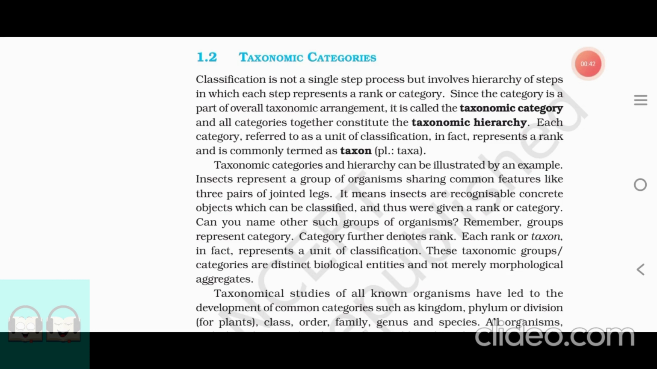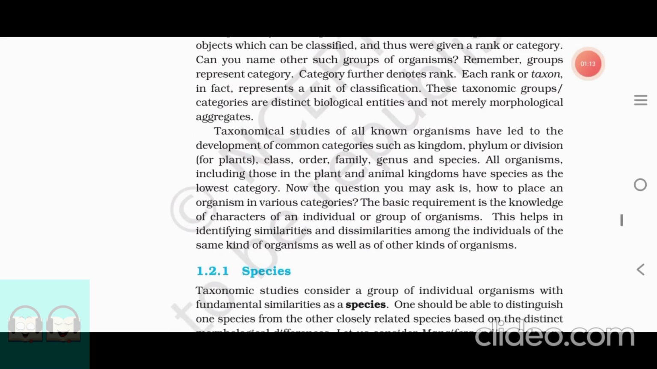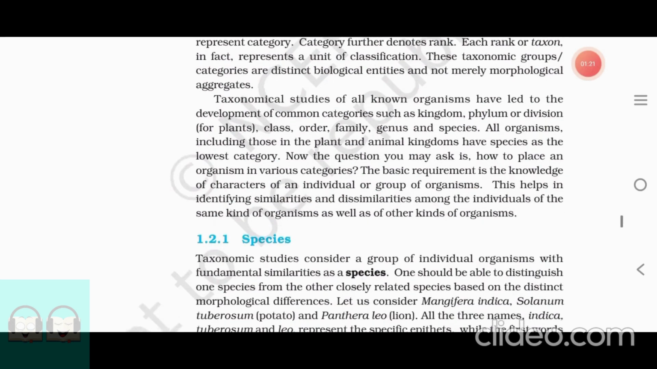Insects represent a group of organisms sharing common features like 3 pairs of jointed legs. It means insects are recognizable, concrete objects which can be classified and thus were given a rank or category. Can you name other such groups of organisms? Remember, group represents category. Category further denotes rank. Each rank or taxon, in fact, represents a unit of classification. These taxonomic groups or categories are distinct biological entities and not merely morphological aggregates.